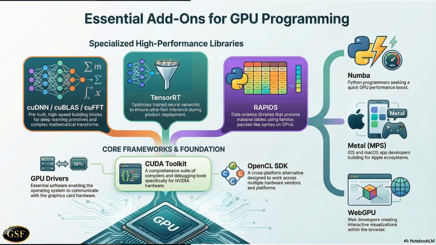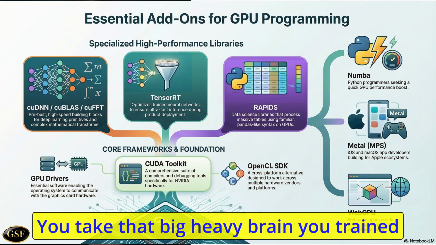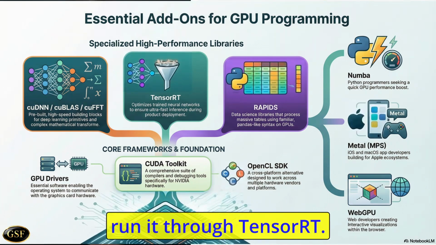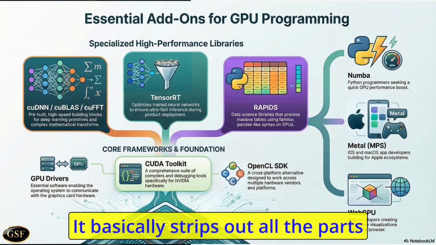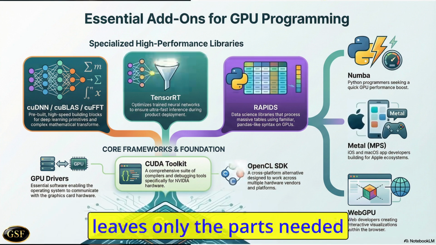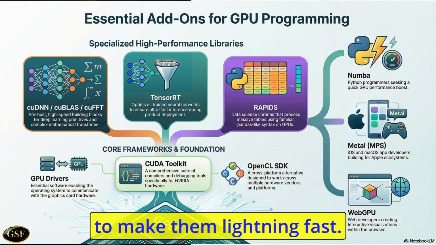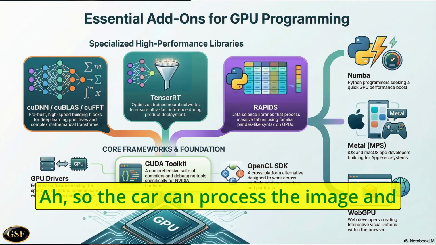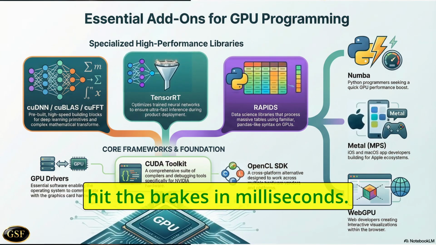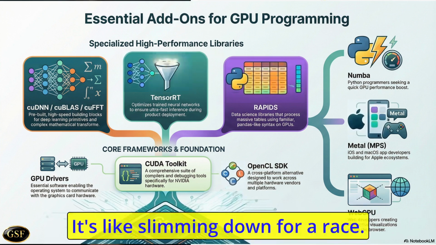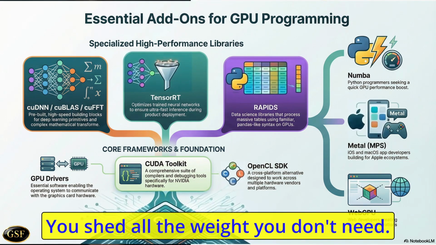TensorRT. It's an optimizer. You take that big, heavy brain you trained in PyTorch and you run it through TensorRT. It basically strips out all the parts needed for learning and leaves only the parts needed for deciding. It fuses operations together to make them lightning fast. So the car can process the image and hit the brakes in milliseconds. Exactly. It's like slimming down for a race. You shed all the weight you don't need.